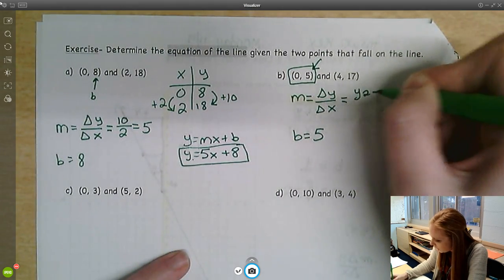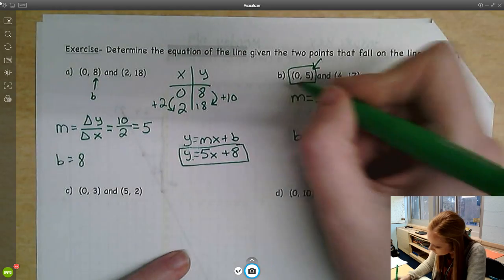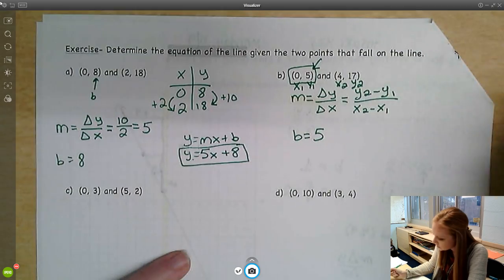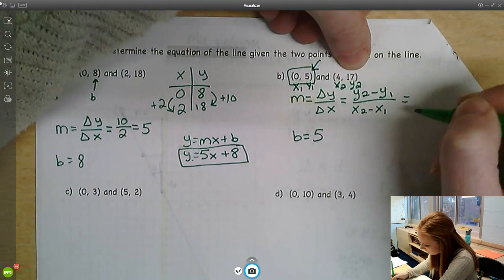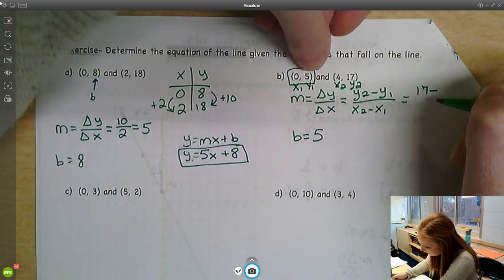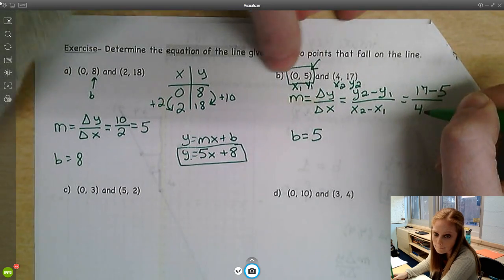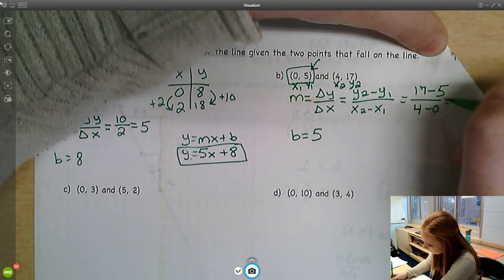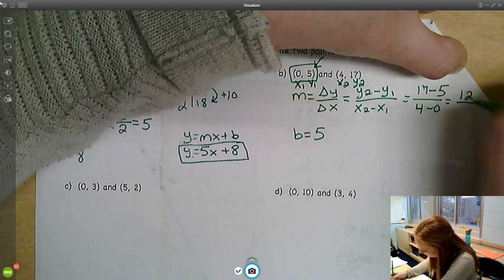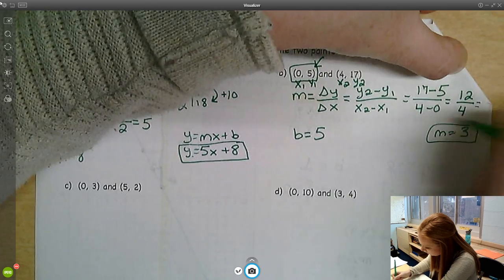Change in y, you do y2 minus y1 over x2 minus x1. So this is x1, this is y1, this is x2, this is y2, and then we subtract them. So you take the y2, the y in the back point, 17, minus the other y. Going back to front, take the x number 2, so the 4, minus the x in the front, so minus 0. Okay, 17 minus 5 will give you 12. 4 minus 0 is 4. 12 divided by 4 is 3.